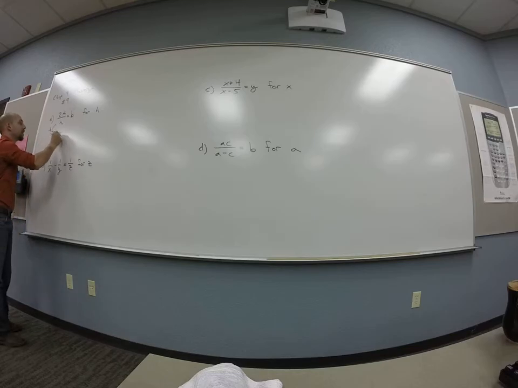2a. So the h's canceled. I'm multiplying the whole equation, this whole equation, multiplying both sides by h. On the right-hand side, what do I get? bh.